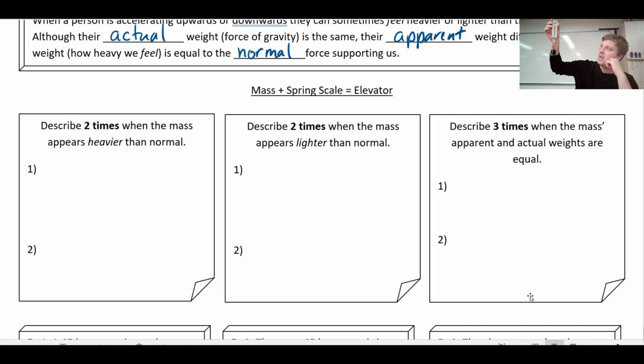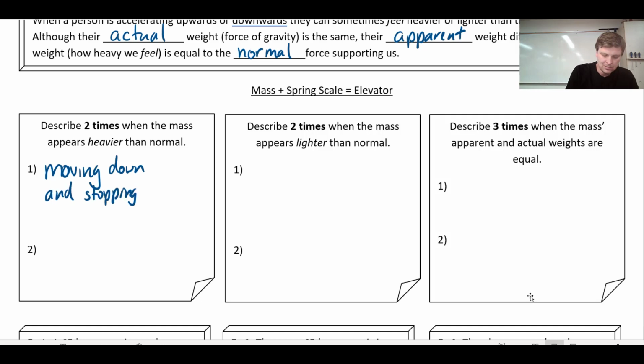One of those would be if I was going down and I stopped suddenly. If I'm traveling downwards and I stop suddenly, you can see this kind of bottoms out. So moving down and stopping. But another way I could feel extra heavy would be if I start on the ground floor and all of a sudden I accelerate upwards. You can see in that brief instant, it's like stretching out like this. So I could be moving up and speeding up.